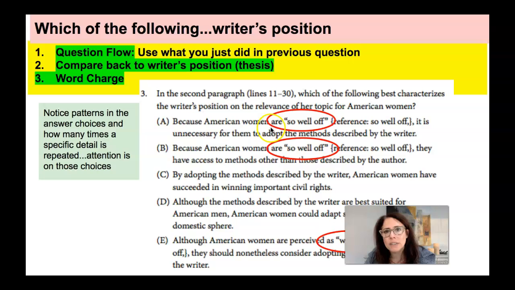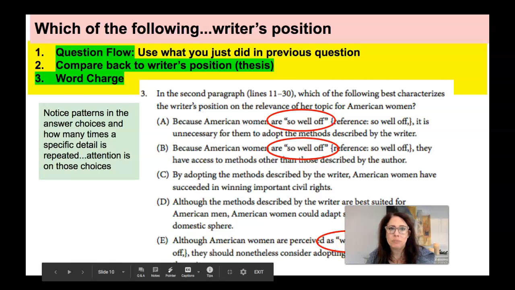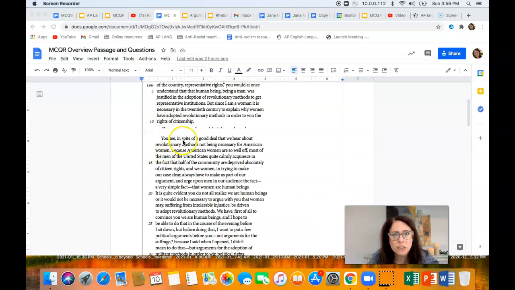But interestingly, I see this as "are so well off," as in perceived as well off. I see my 10, so my 11 is right underneath it. You see, in spite of a good deal that we hear about revolutionary methods not being necessary for women, American women, because American women are so well off, most of the men in the United States quite calmly. Okay, so yes, it has us continue, but I'm getting the idea of the writer's position. We know she's a woman fighting for civil rights for women, and she's saying American women are so well off. I mean, they're really getting into the tone.